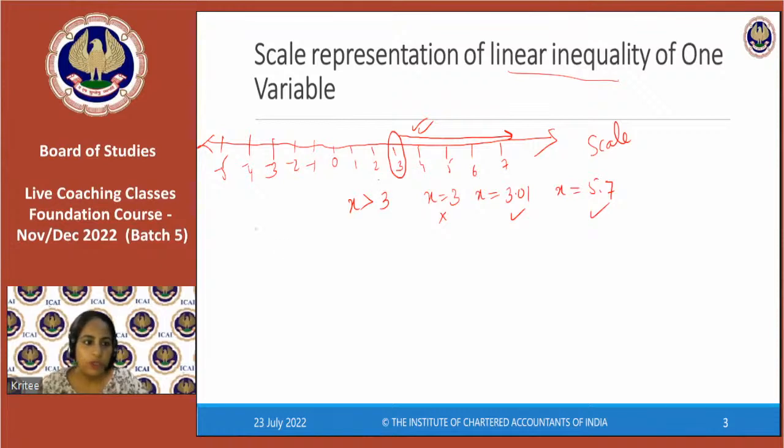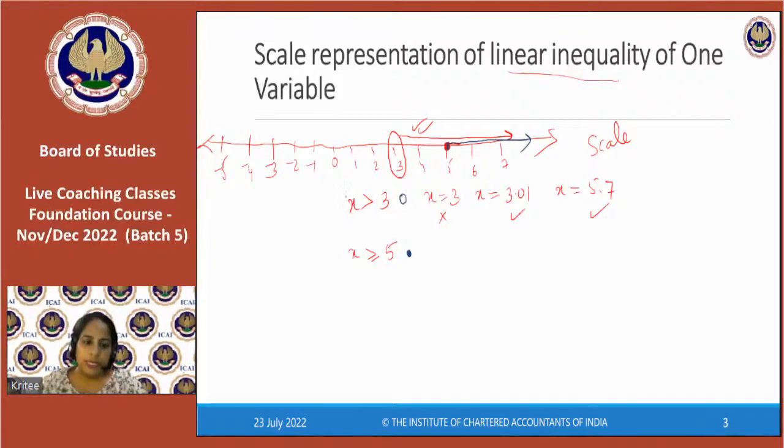When I say x is greater than 3, all the values greater than 3 are satisfying the condition I want. But what about x greater than or equal to 5? That means I'll represent it including 5. The answer will be 5 and everything greater than 5. It is represented as a closed dot, while the open case is represented as a circle.